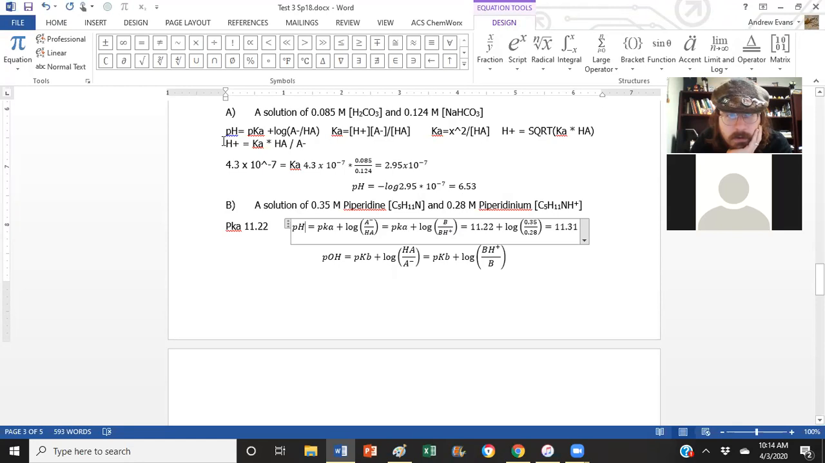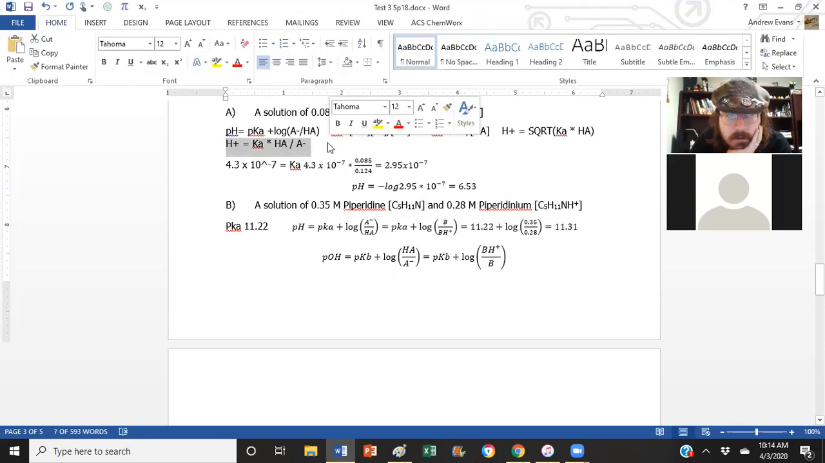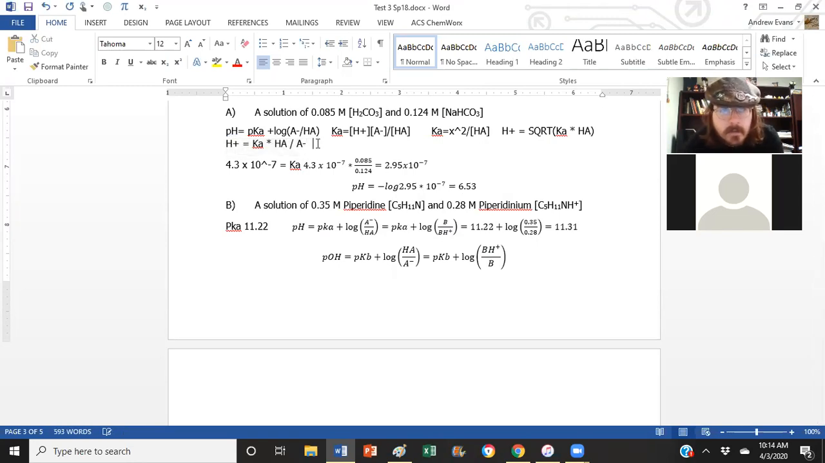Because it's all coming from this setup. For the other one, OH minus equals Kb times base divided by BH plus. So it's coming from that equation, which is why that's acid over base. This is base over acid, which is why they still have the same relationship. They're flipped the same way.